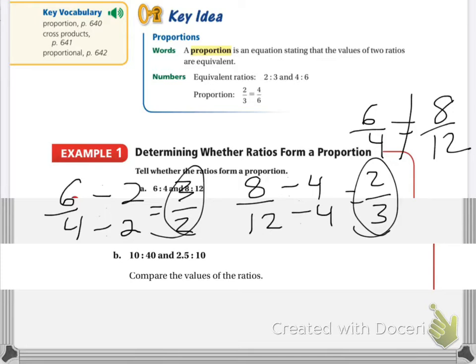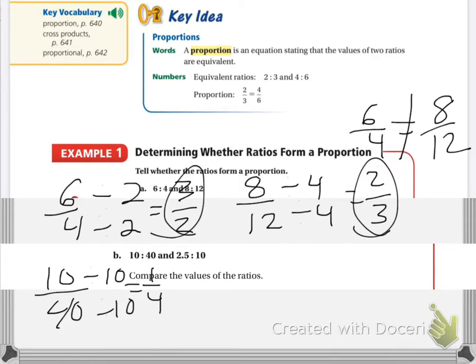If I take a look at our next example, 10 to 40 and 2.5 to 10, I'm going to do the same thing. I'm going to put my 10 to 40 into a fraction and simplify that down, divide by 10, divide by 10, and I get 1/4.